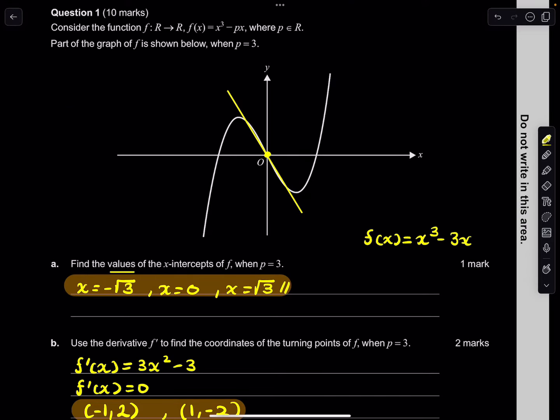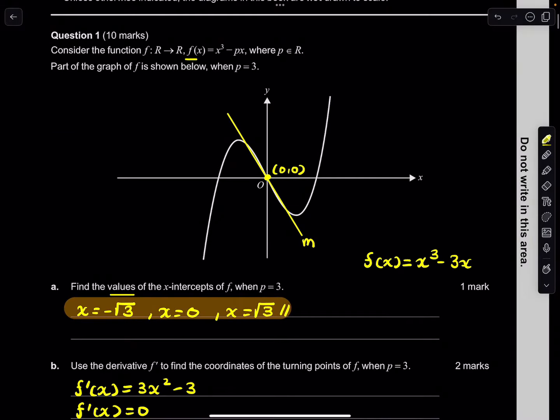To find the equation of a tangent, we need a point. And luckily we do have a point. Remember, 0, 0. That's the origin. So it passes through the origin and we need to find the gradient. And how do we find that gradient? Easy. We find the gradient by using the derivative function, because remember, it is a tangent at 0.